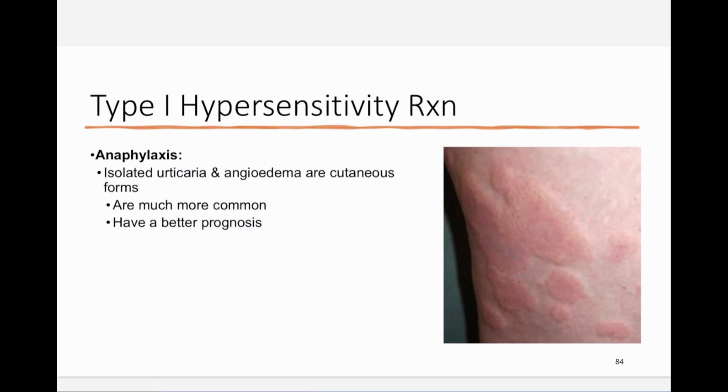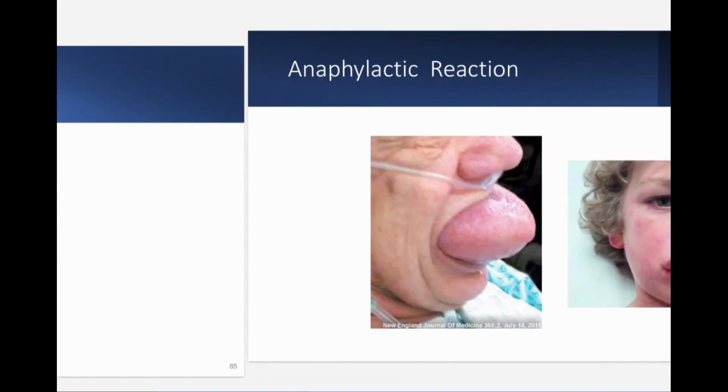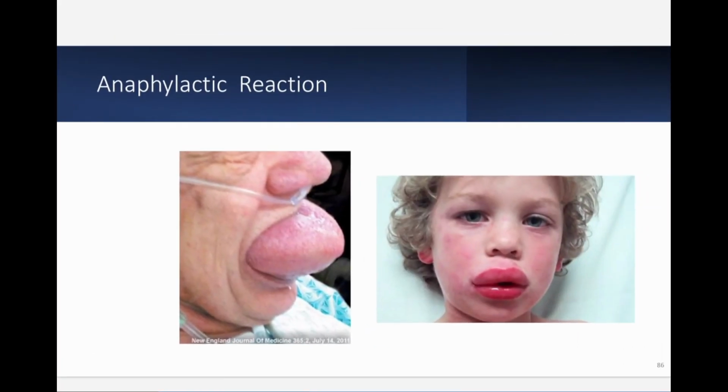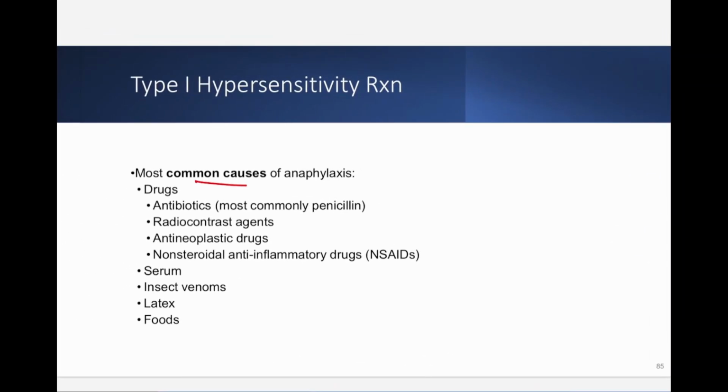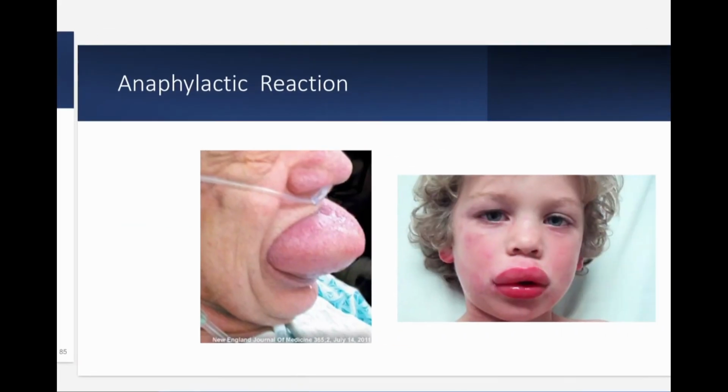Here's an example of anaphylaxis. This is urticaria, some angioedema in a cutaneous form. Usually if they have this pop up, this is a better prognosis. This is not. Okay, that's severe swelling of the lips and the tongue from an allergic reaction. But it's still a type 1 reaction. Most common causes: your drugs, serum, insect venoms, latex, and obviously your foods. Okay? So these are some causes of anaphylaxis.